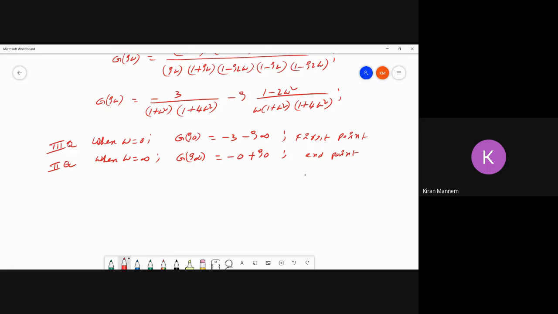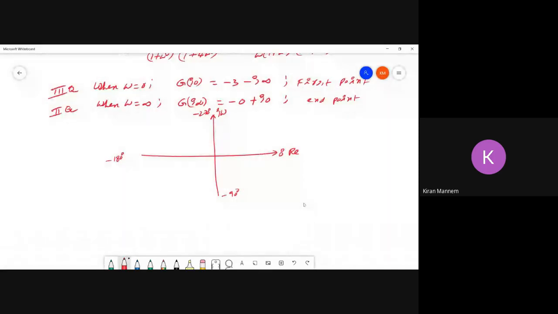Right? So definitely, let us draw this here: real, imaginary, j omega, 0 degrees, minus 90 degrees, minus 180 degrees, minus 270 degrees. So the end point would be crossing the real axis, right? So in this case, it is a real axis. So we have to find out the crossover point, the real axis crossover point.